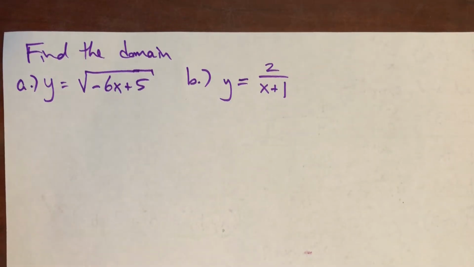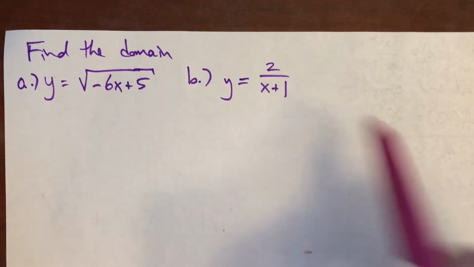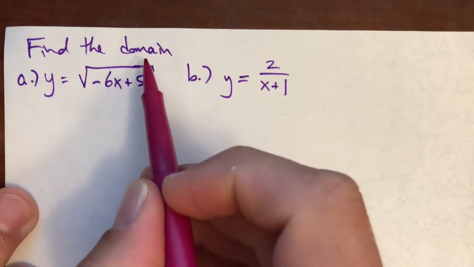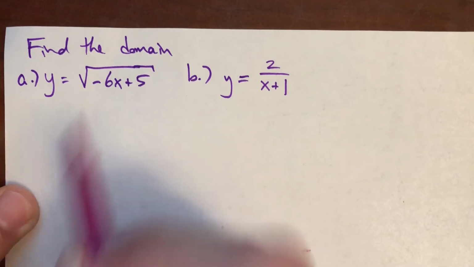Okay, well, let's find some domains. We've got a radical here, and here we have a fraction. So let's do the radical one first. When we say find the domain, we're saying what x values are possible in this expression.